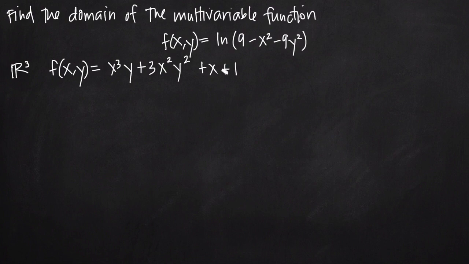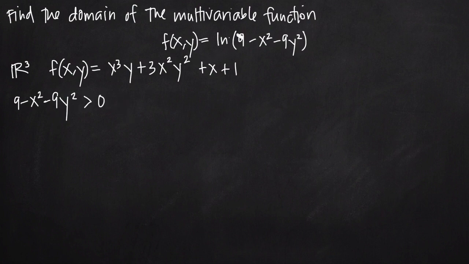But sometimes you're going to have a multivariable function where the function is undefined, and things you're commonly looking for are values inside a natural log, values underneath the square root sign, things like that. We know that the natural log function isn't defined when we have 0 or a negative value inside the natural log, which tells us that for our particular function here, 9 minus x squared minus 9y squared, the value inside the natural log has to be greater than 0.